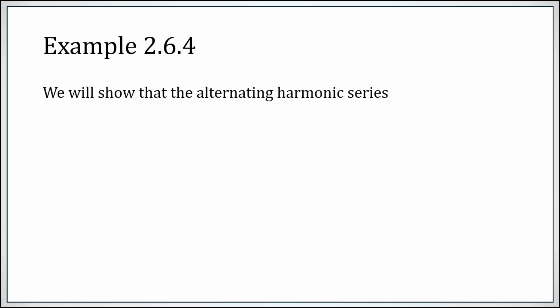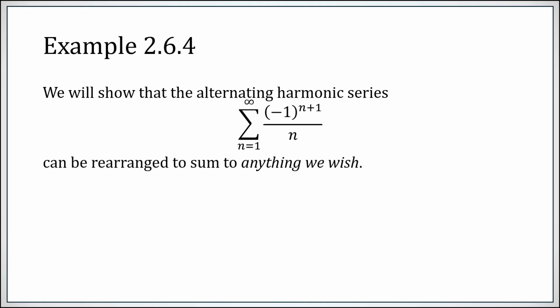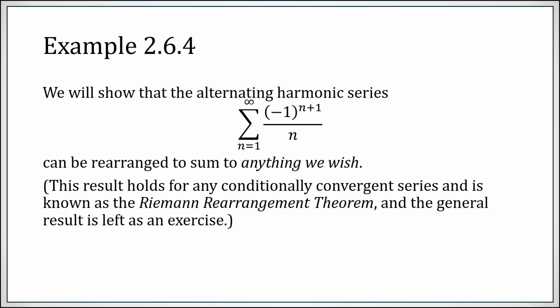Let's take a look at an example. We're going to take the alternating harmonic series, and we're going to rearrange the sum to be anything we want. This is in stark contrast to the previous proposition. The previous proposition stated that an absolutely convergent series, no matter how you rearrange it, will converge to the same thing. Here we have a conditionally convergent series. We're going to show we can rearrange it to do whatever we want.